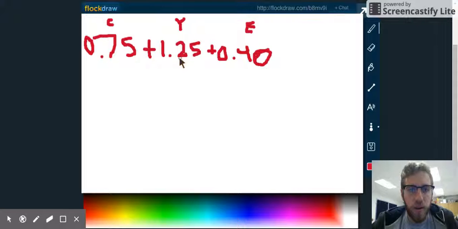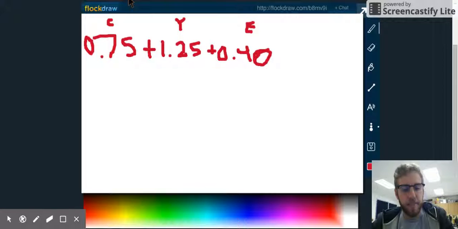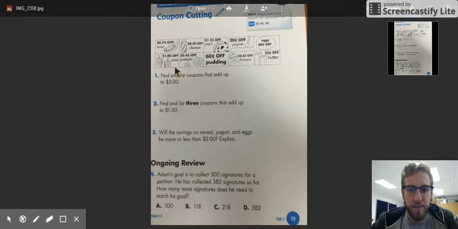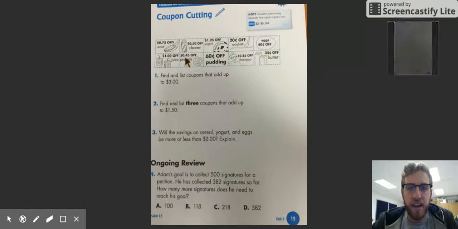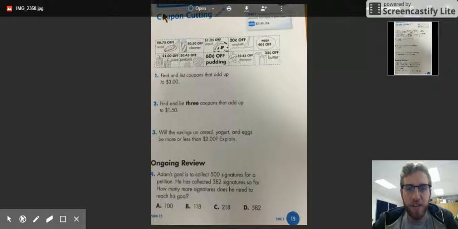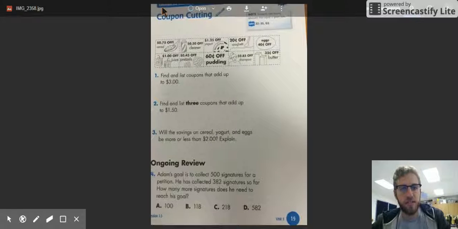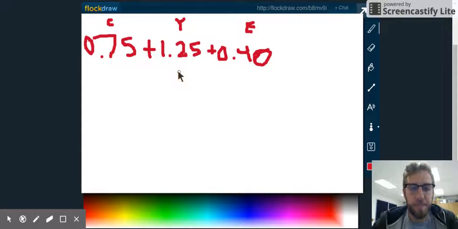So when I look here right away, I'm thinking back to my first problem with the find and list coupons that add up to $3. And we remember that yogurt and cereal added together to make exactly $2. And we know that because, in case we forgot, we have 25 cents and 75 cents, and we knew that added together to make $1. So on my next line, actually maybe I'll do my errors here. We know it's going to make $1.